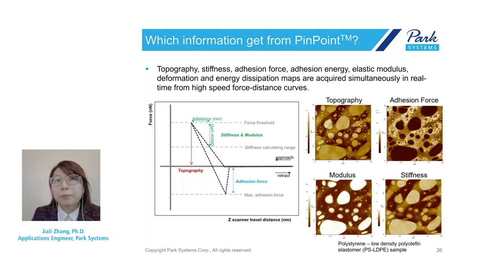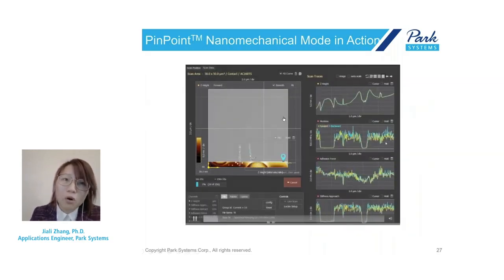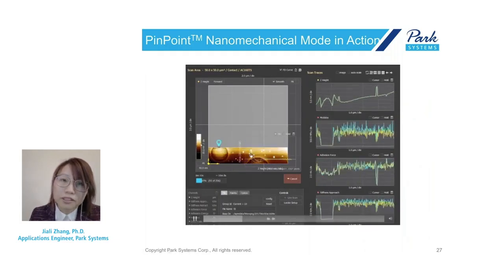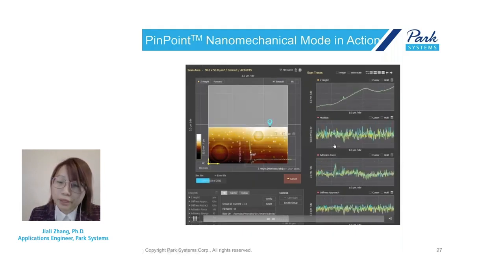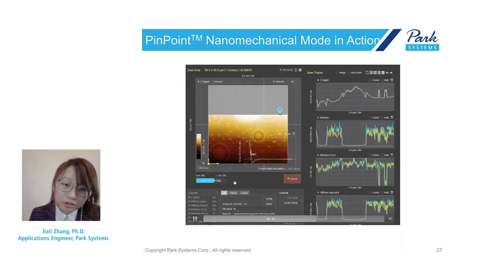And finally, in PinPoint mode, all these force distance curves are calculated and generated, plotted into the distribution, and output as the image shown here. This is a polystyrene low density polyethylene sample, with topography, adhesion force, modulus, and stiffness. And here you can clearly see how our software outputs live force distance curves at each pixel and quickly results in the mechanical property mappings within just 20 minutes.